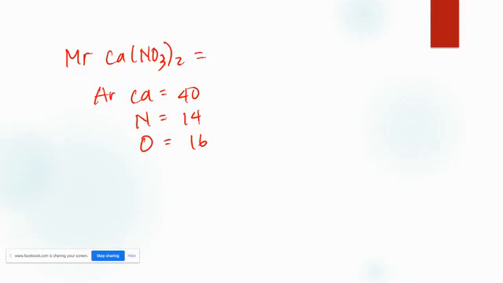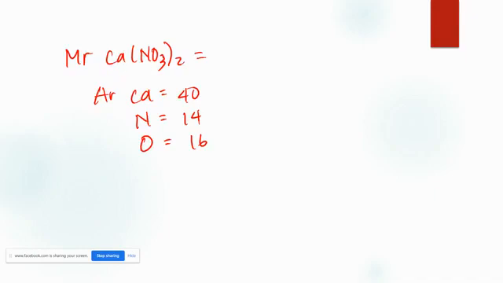If the AR values of elements are not given, you have to find them from the periodic table. In this case, the AR values of elements are already given. The AR value of calcium is 40, the AR value of nitrogen is 14, and the AR value of oxygen is 16. Okay, let's calculate the MR value of calcium nitrate.